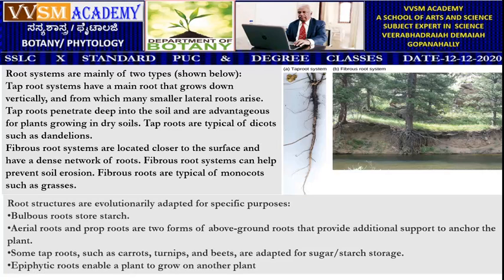Bulbous roots store starch. Aerial roots and prop roots are two forms of above ground roots that provide additional support to anchor the plant. Some taproots such as carrots, turnips and beetroots are adapted for sugar or starch storage. Epiphytic roots enable a plant to grow on another plant. These are the main important functions of the root system and the shoot system in a plant.